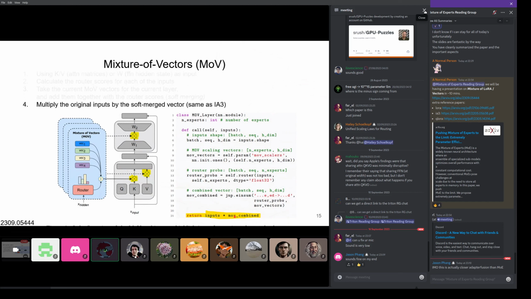And the only thing that mixture of vectors does differently is that you have multiple vectors that are merged together by a router that adjusts the weight of each individual vector based on a probability given by what the router decides each vector should be weighted, based on the input.